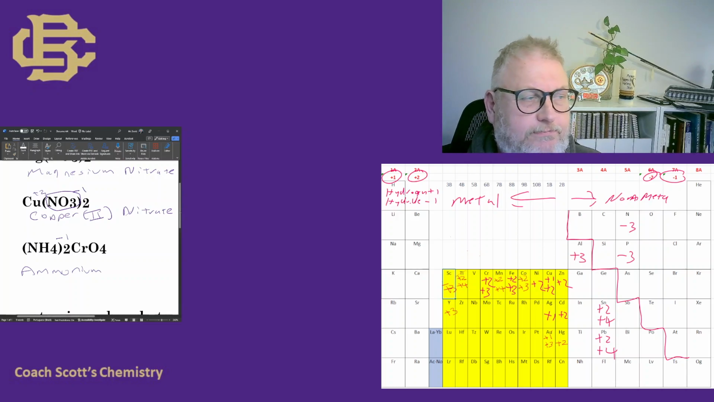I got CrO4. I don't know what that is, so let's see if we can figure it out. CrO4, oh, there it is. I'm looking for CrO4 and I found it right there. So CrO4 has got a minus 2 charge. That makes sense. So ammonium has a plus 1 charge. There's 2 ammoniums. Notice there's parentheses. There's 2 ammoniums. That's good. And then I've got just 1 chromate.